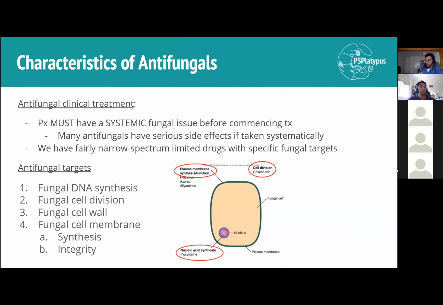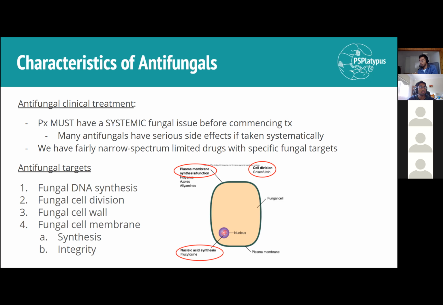So something about antifungal treatment is that the patient should have a systemic fungal issue before commencing treatment, because if we're going to give systemic treatment, we want to have the best effect about it, and we don't want to just give it to treat something that is more localized, since antifungals always have serious effects when taken systemically. So that's just some clinical relevance. So they must have a systemic issue before systemic treatment.